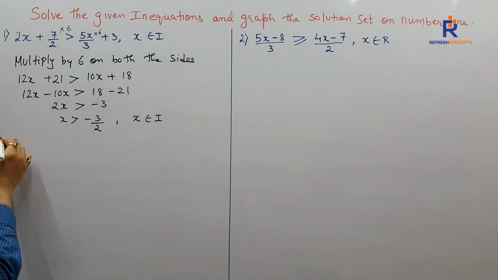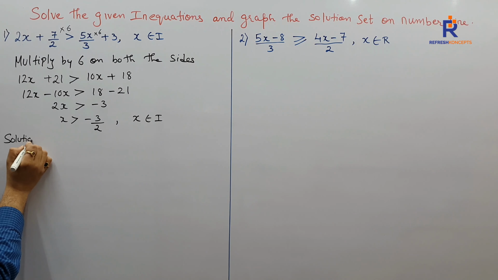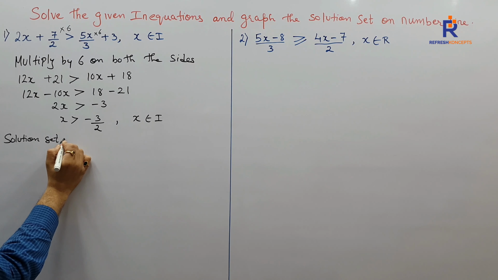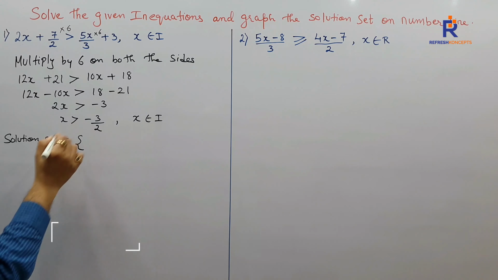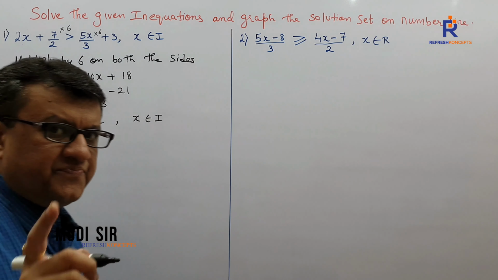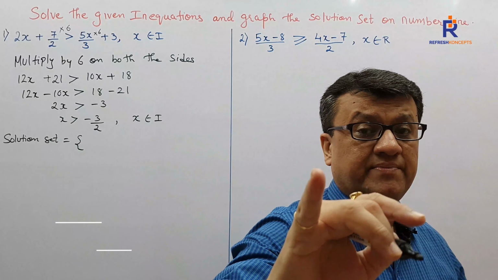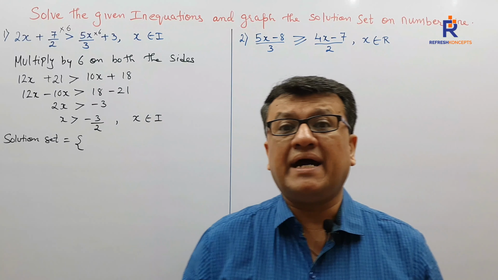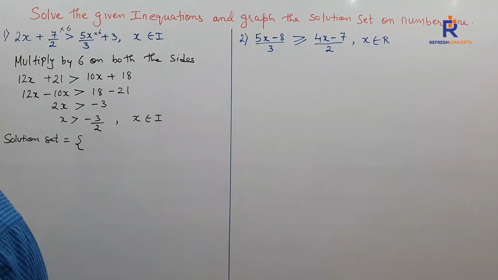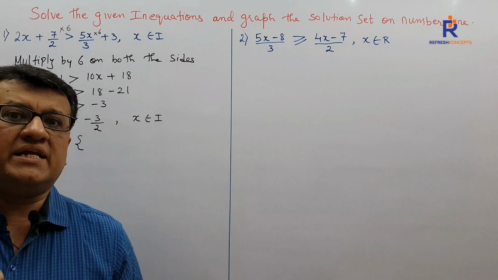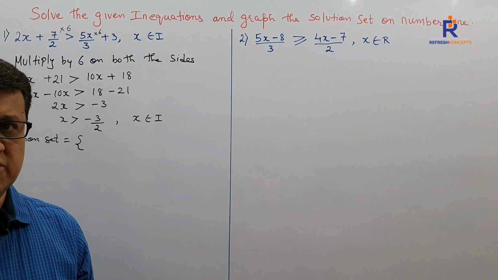So let's write down our solution set. X is greater than minus 3 by 2, correction. Children, how much is minus 3 by 2? Minus 1.5.